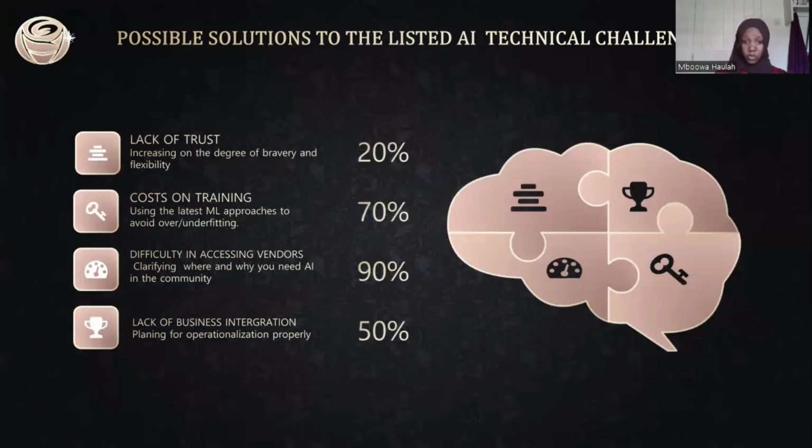Because you're not just going to bump into people and tell them, you need to use this, you need to use this. And for the lack of integration, you should plan the operation properly, because you now know what is next, you now know what the profits are.